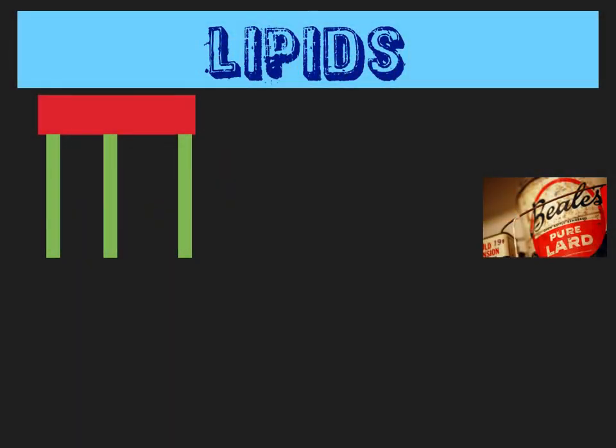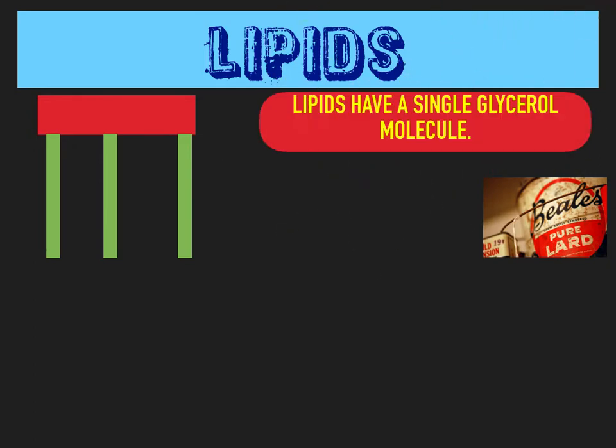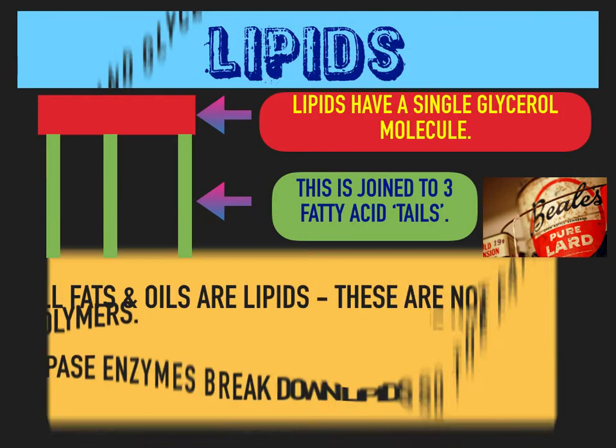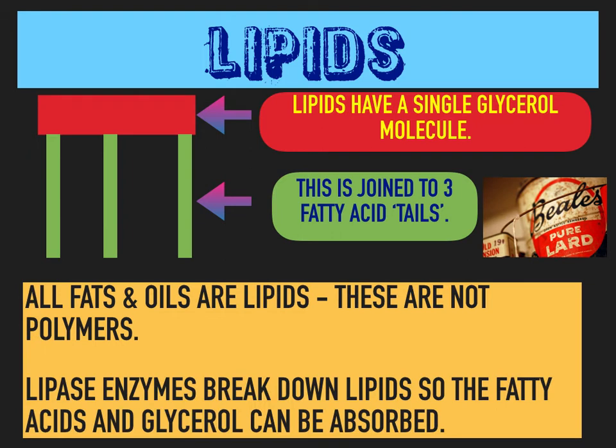The third type of molecule which contains energy in a diet is lipids. Lipids aren't polymers because there's no single repeating unit. Their molecules have a single glycerol, and that's joined to three fatty acid tails which make up the lipid. The group of lipids contains fats and oils, and they're broken down by lipase enzymes. Lipids can't be absorbed, but the fatty acids and glycerol which are produced in this reaction can be taken up by the intestines again.